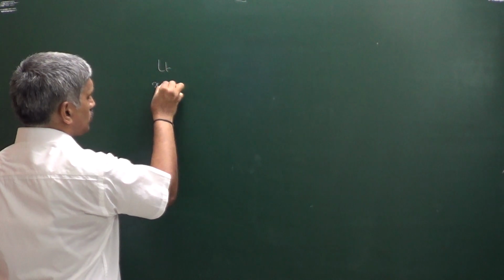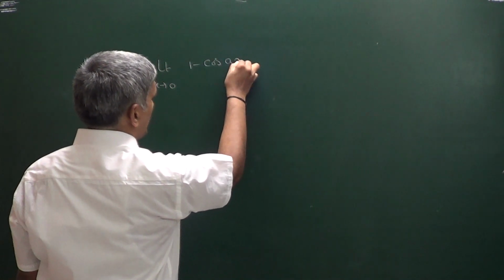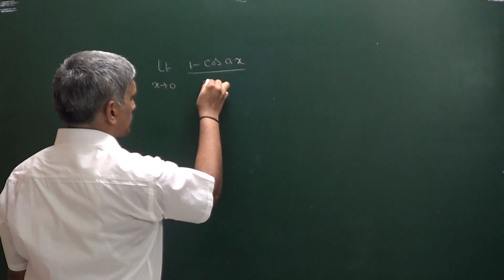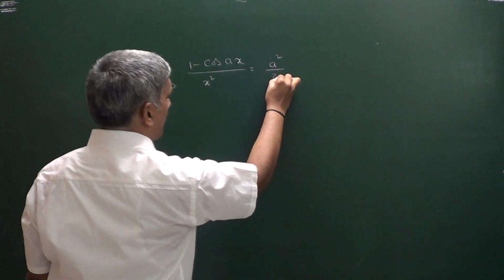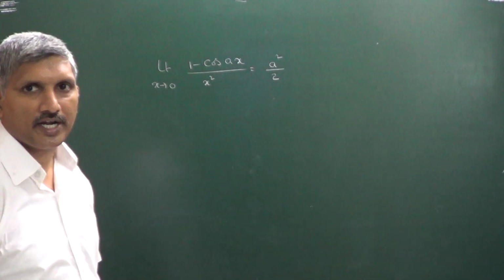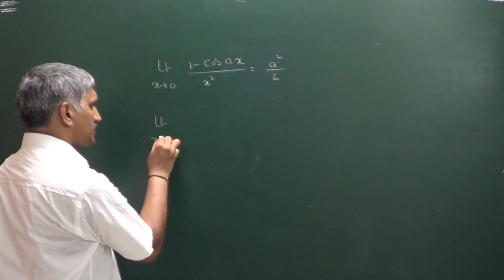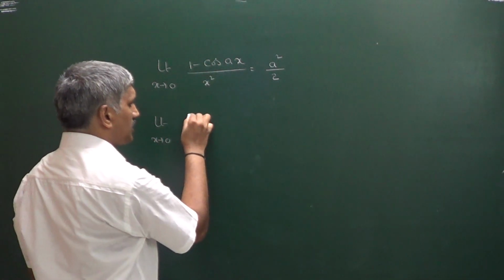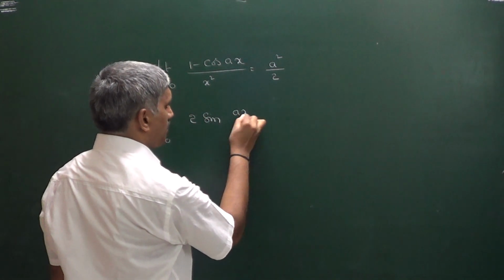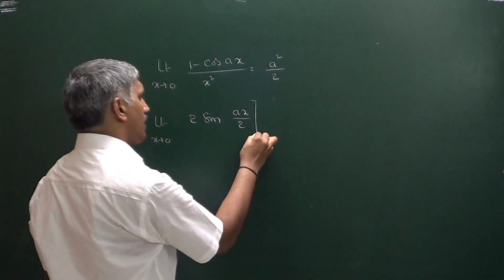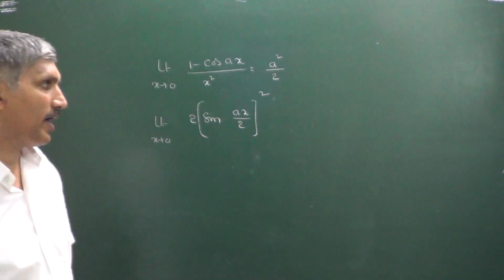So this is one more formula better to remember for the purpose of objective exams. Limit x tends to 0, 1 minus cos ax divided by x square is equal to a square divided by 2. So how are we getting this particular formula? You know very well, 1 minus cos theta we can write as 2 sin square theta by 2.